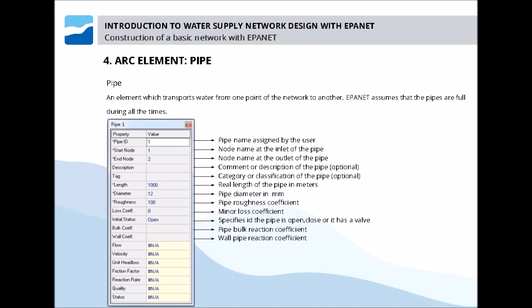We can also add a minor loss coefficient, and we can use initial status elements to specify whether a pipe is open or closed at the start of the simulation. We can include quality model parameters such as the pipe bulk reaction coefficient and the wall pipe reaction coefficient. The parameters obtained as a result of our mathematical analysis are the ones in the last 7 fields. They are empty right now, of course, since we have still not carried out our simulation.